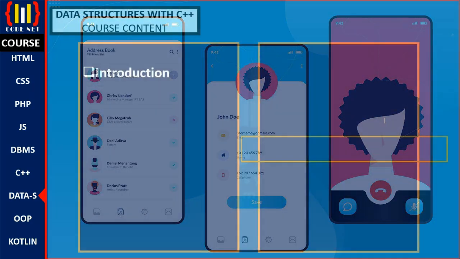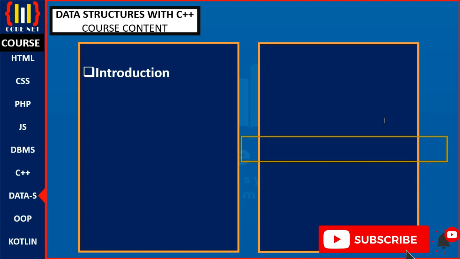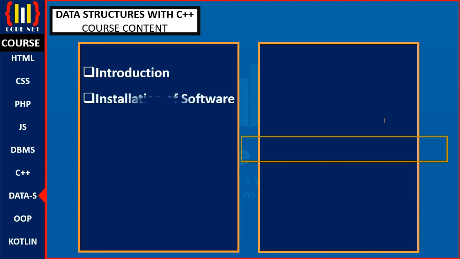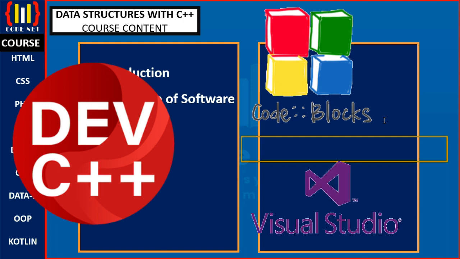In our focus of data structures and algorithms, and don't forget to subscribe, we want to understand the different types of data structures that are readily available. In our next video, we'll understand how we can install the necessary IDEs that are needed for us to practically implement what we'll be learning theoretically. So we want to see how we can install Dev, Code Blocks, or Visual Studio. We'll install the necessary software where we'll be doing our work.